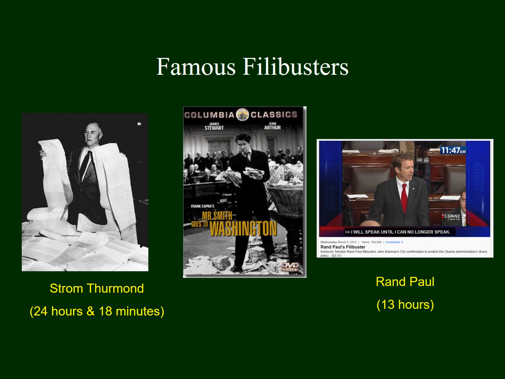Smith Goes to Washington. The longest filibuster in American history was undertaken by Strom Thurmond in the 1950s. He was opposed to some civil rights legislation, and he took the floor of the Senate, and he held it for 24 hours and 18 minutes.